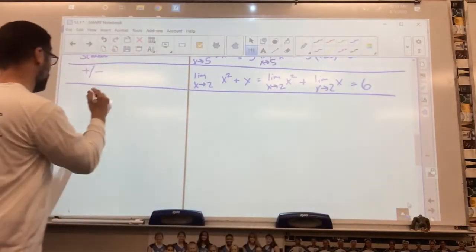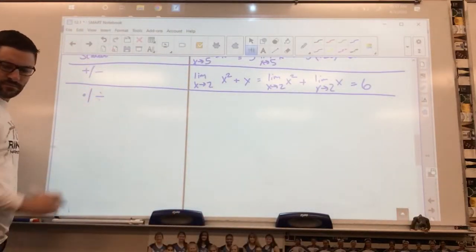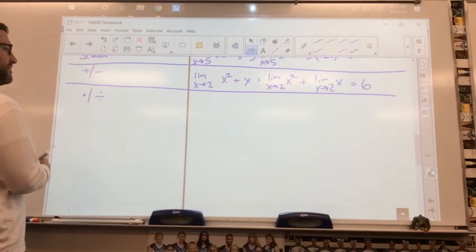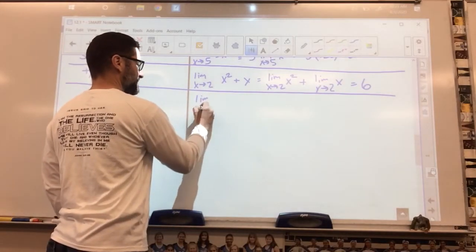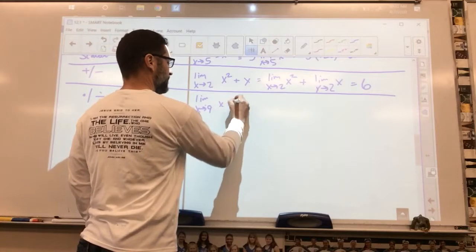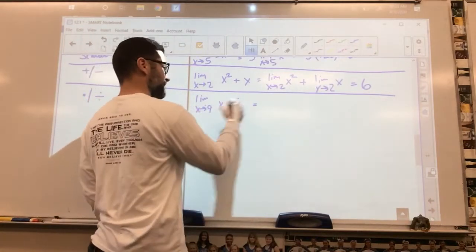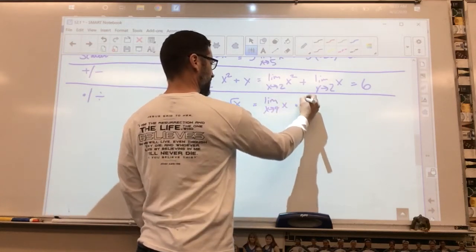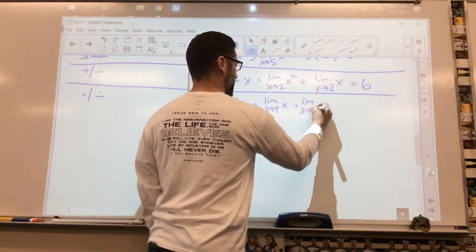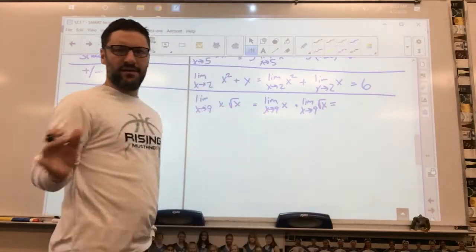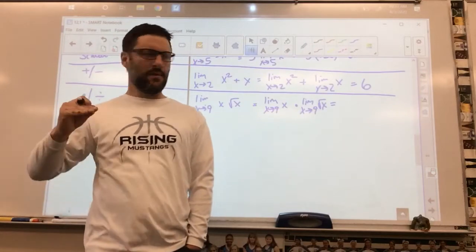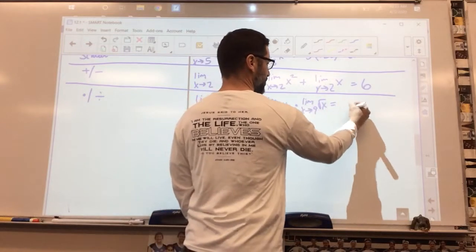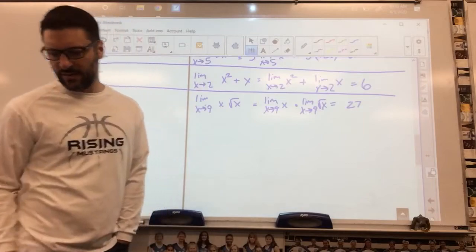The next one is a multiply and divide property. You can actually take limits and divide them up. I can find the limit as x goes to 9 of x radical x. What I can do with that is find the limit as x goes to 9 of x and multiply it by the limit as x goes to 9 of radical x. And again, on all these, I'm just using direct substitution, which means I'm just taking the number and plugging it in. So it's 9 times 3. Square root of 9 is 3. 9 times 3 is 27. And I can divide those up and find them individually.